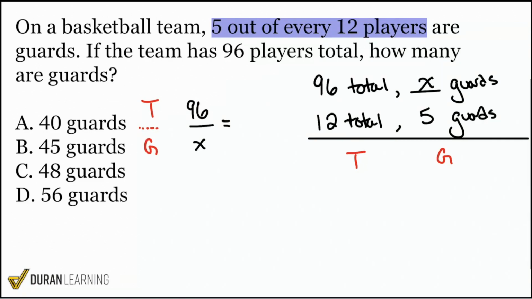Up next, on the other side, again comparing the same things in the same way, we have 12 for the total, so I'll put 12 up top, and then 5 for the number of guards, which goes right here on the bottom. There we are. Now we can choose to cross multiply and divide, or we might try to notice a convenience. The convenience here is that 12 can go into 96. Everyone, how many times does 12 go into 96? That's a multiplication factor of 8.